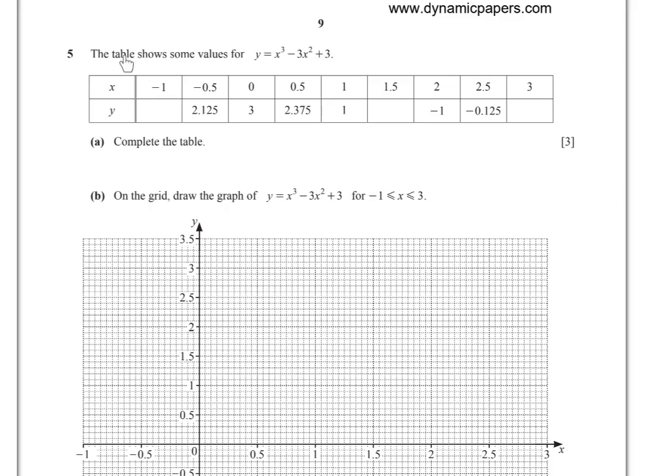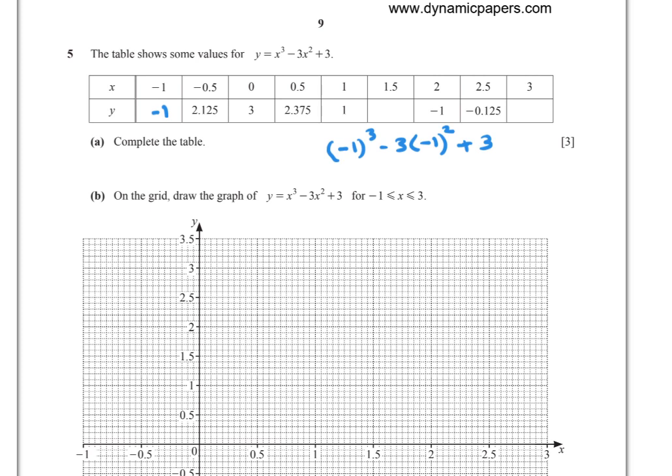Number 5, the table shows some values for y equals x power 3 minus 3x power 2 plus 3. Complete the table. So to find the missing values, you use your calculator and substitute x equal -1, 1.5, and 3. For -1, to find the value of y: -1 power 3 minus 3 times -1 bracket squared plus 3. Use your calculator to find the answer.